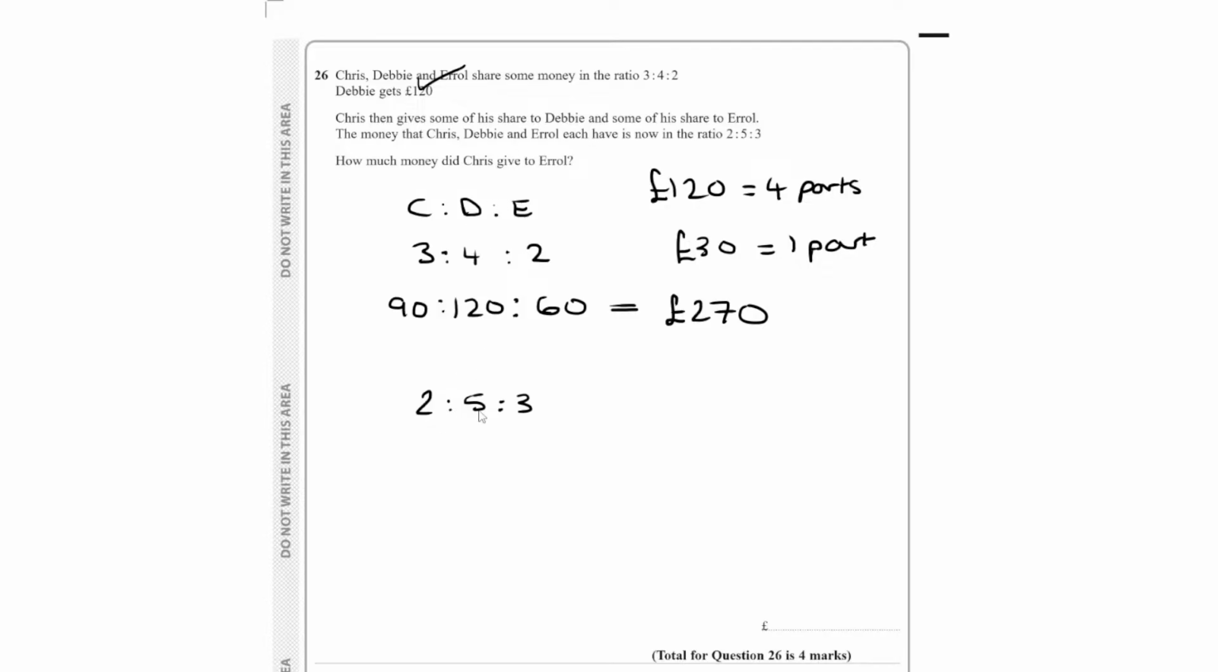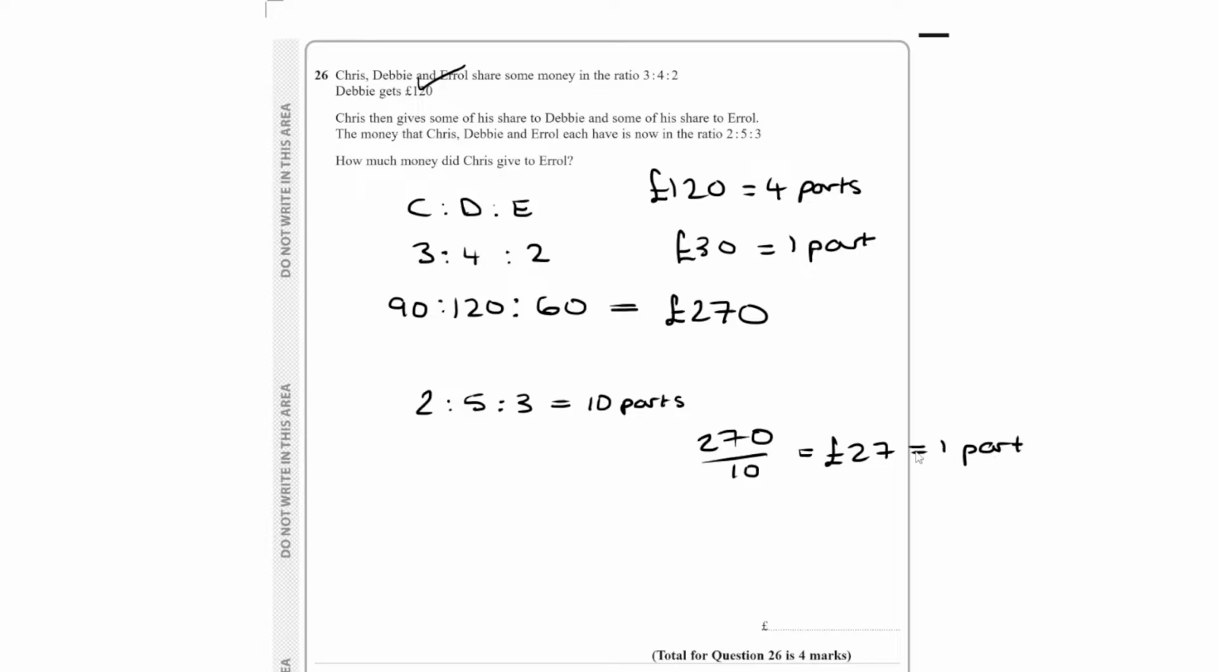Now, technically, I don't really need to know how much Debbie has. You can obviously work that out, but I'm only interested in Chris and Errol, aren't I? So when we share out a ratio, whether it's 2 parts or 3 parts, you always add up the number of parts. So luckily that adds up to 10, doesn't it? So there's 10 parts. Again, I want to know how much money per 1 part. It's obviously not the same anymore. So 270 divided by 10 is 27. So now we've got £27 for 1 part of my ratio.